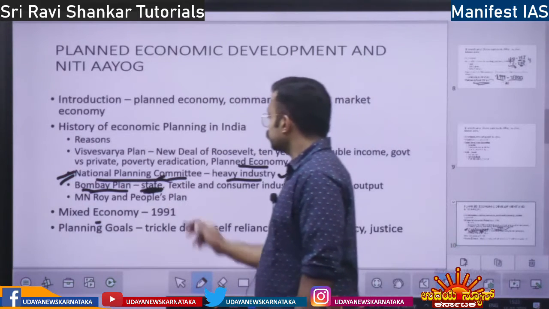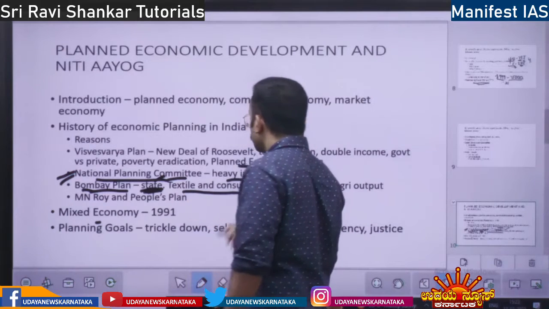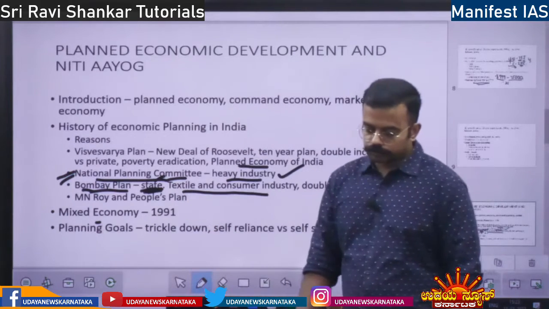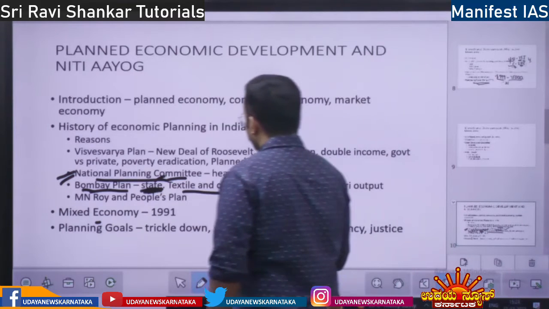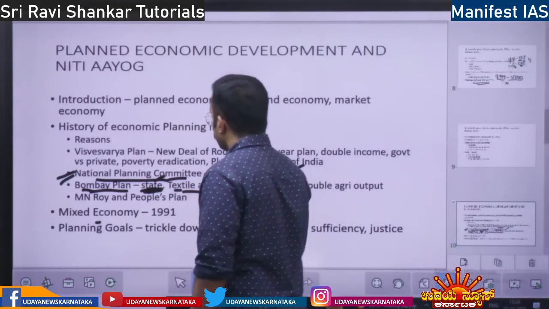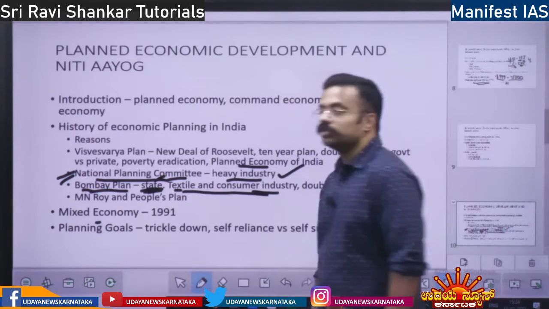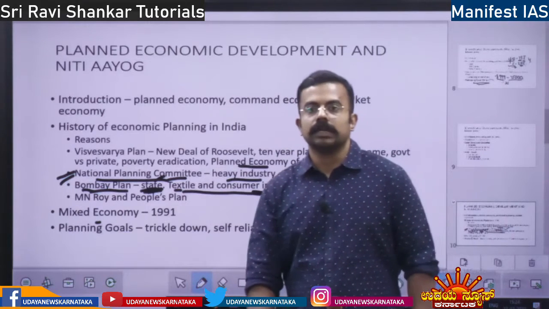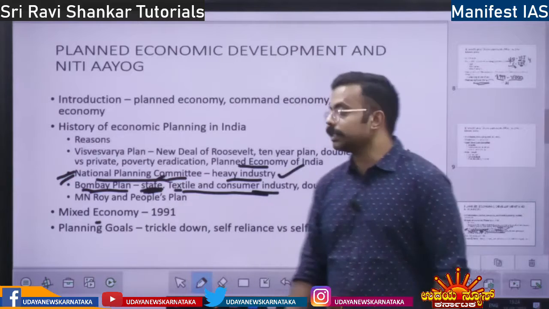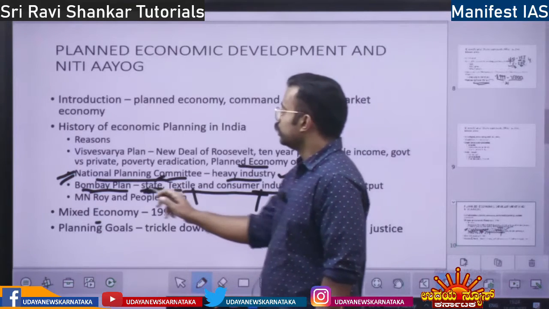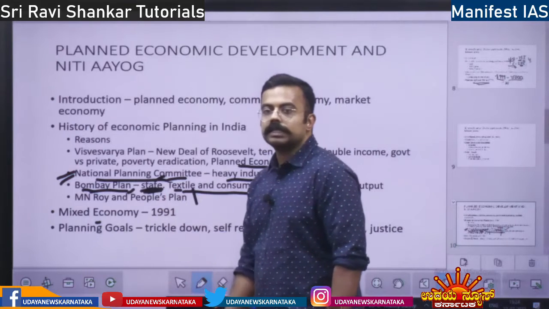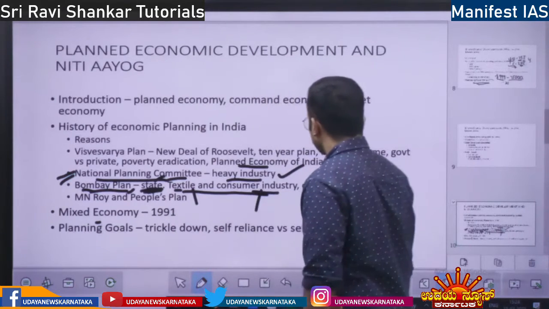So it says we should focus on textile. State should focus on heavy industry, majorly textile industry and consumer industry. Textile industry mathe consumer industry mele we have to focus anta this Bombay Plan says. Bombay Plan says about it, right?